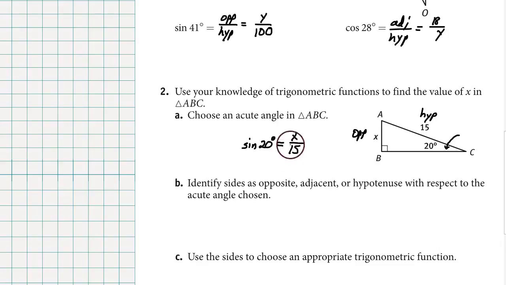We can solve the equation for x by multiplying both sides by 15. When these 15s cross out, the letter x is alone. Now, take your calculator and multiply 15 times the sine of 20 and push enter. To one decimal place, this is 5.1. We're able to find how long this side of the triangle is using trigonometry.